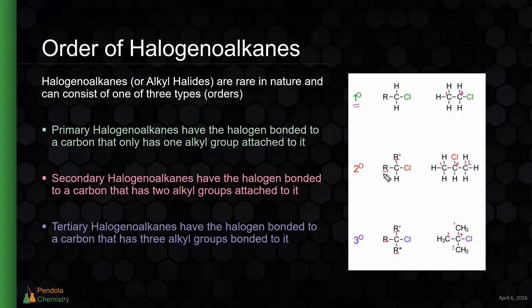Now, halogenoalkanes are very rare in nature. They're mostly man-made, and they're used a lot in industry because of their reactivity. The main source of a halogenoalkane's reactivity, which we're going to see, and so plays a big part in the later reactions we're going to see, is that halogens have high electronegativities.